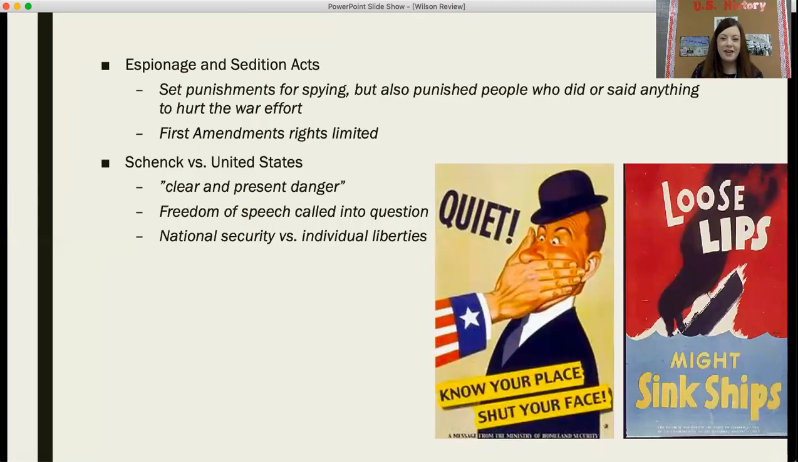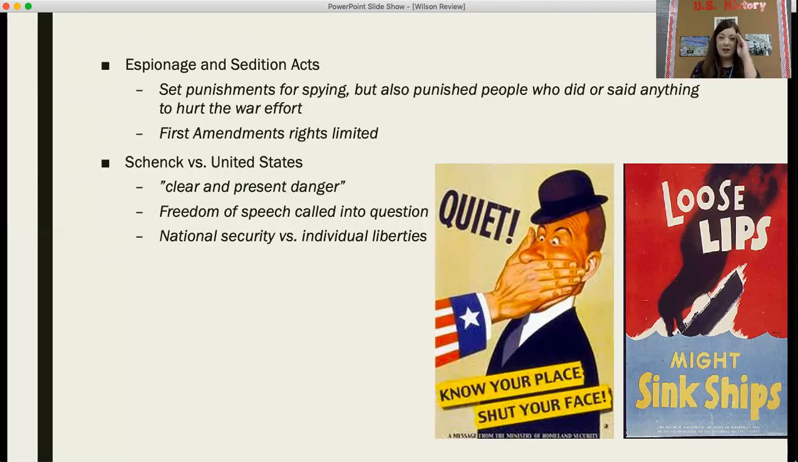Okay, so other things that we learned about, big ones here, the Espionage and Sedition Acts. Remember, espionage said you cannot be spying for the enemy. If you are, you can be fined $10,000 and you can spend up to 20 years in prison. And then the Sedition Act, remember, it just extended that and said if you are doing anything or saying anything to hurt the war effort, you can also be fined and you can also be put in prison.